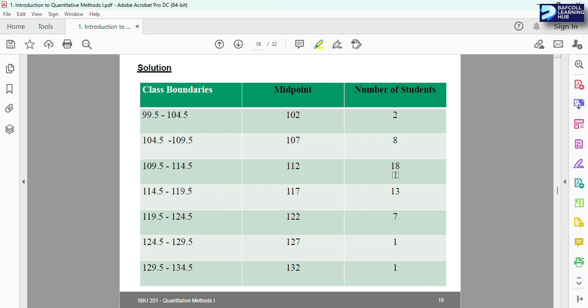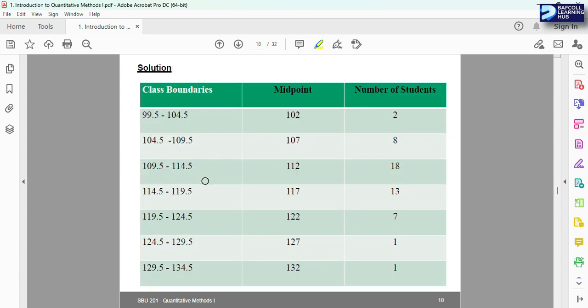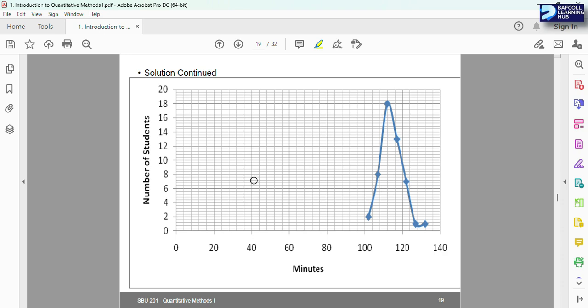Now the next one that we'll be looking at is our frequency polygon. A frequency polygon is a graph that displays data using lines, like a line chart. It uses lines to connect points plotted for the frequencies at the midpoints of the classes. So we use the midpoints and the frequencies to plot a graph. After plotting the points, we draw a line through it, just like it's done over here. So this is a frequency polygon.